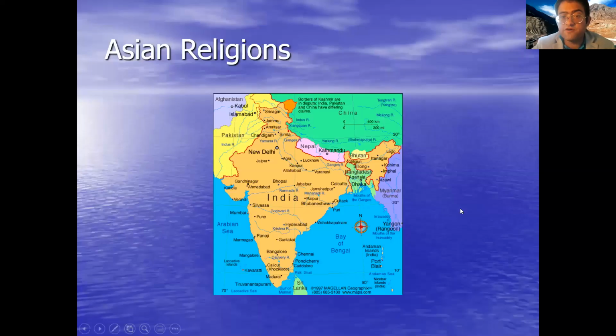All right, just a reminder, in this class we're focusing on this region of the world called South Asia. And we're looking at the religions found in India, Sri Lanka, Nepal, Bhutan, Bangladesh, Pakistan, and Afghanistan. I don't think the Maldives is on this map.